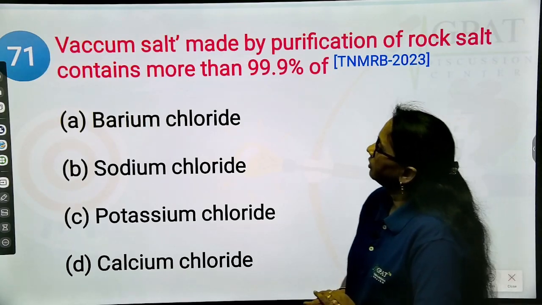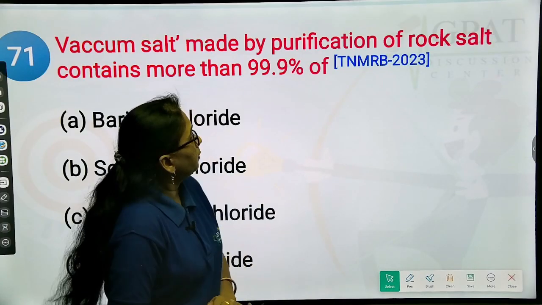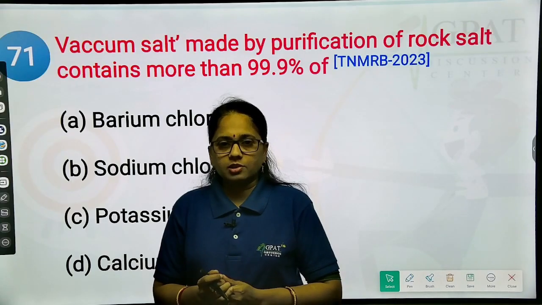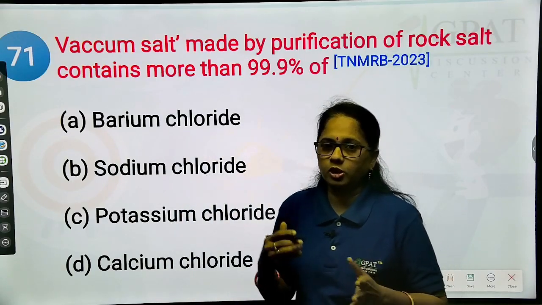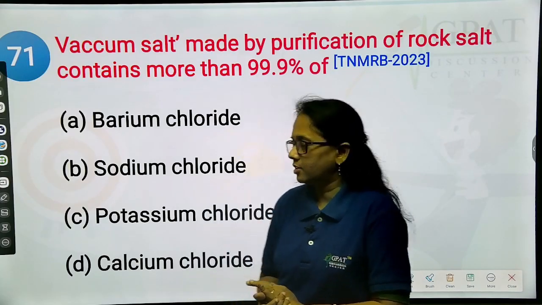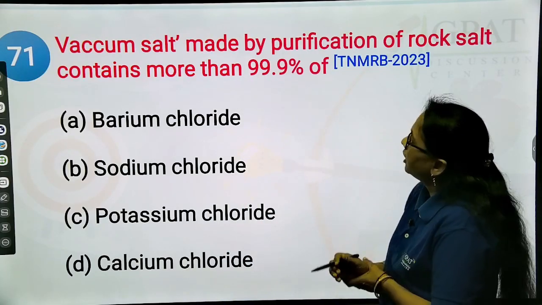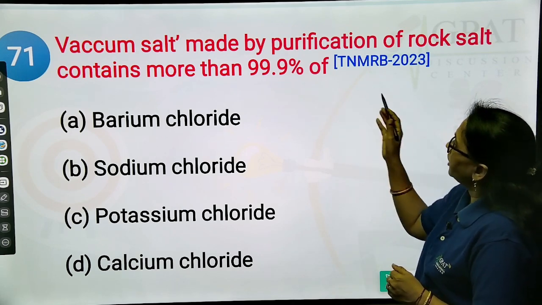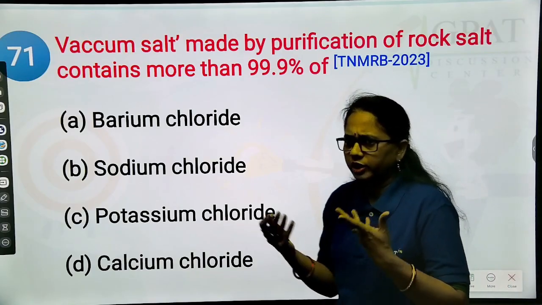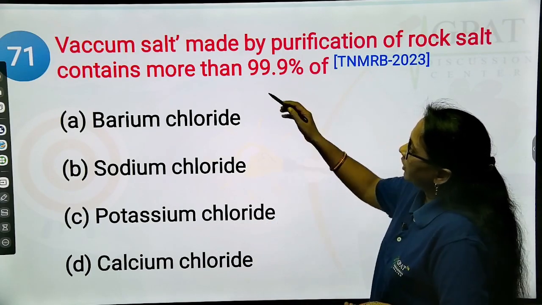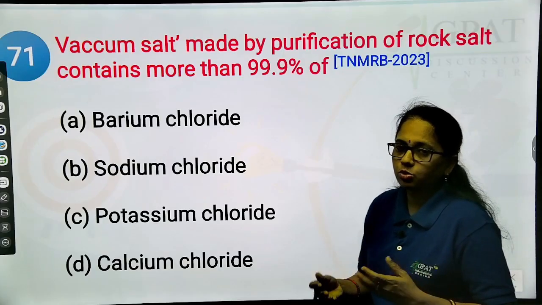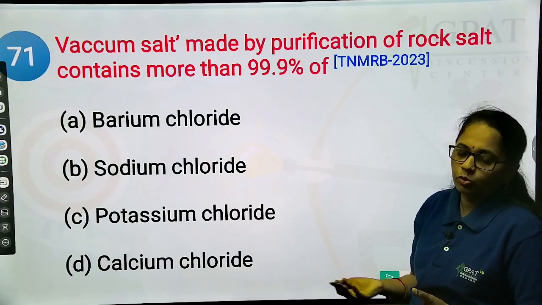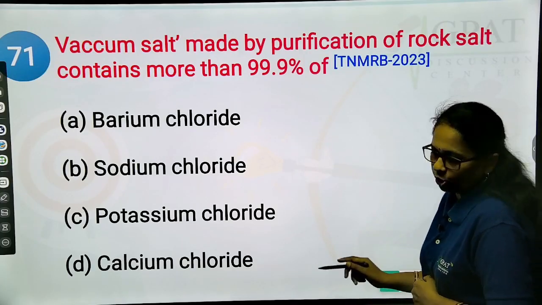Next, vacuum salt made by purification of the rock salt. We have seen so many types of salts available in the market: rock salt, black salt, iodized salt, all these different types of salts. So, vacuum salt made by purification of rock salt contains more than 99.9% of what? Here the options are barium chloride, sodium chloride, potassium chloride, calcium chloride.